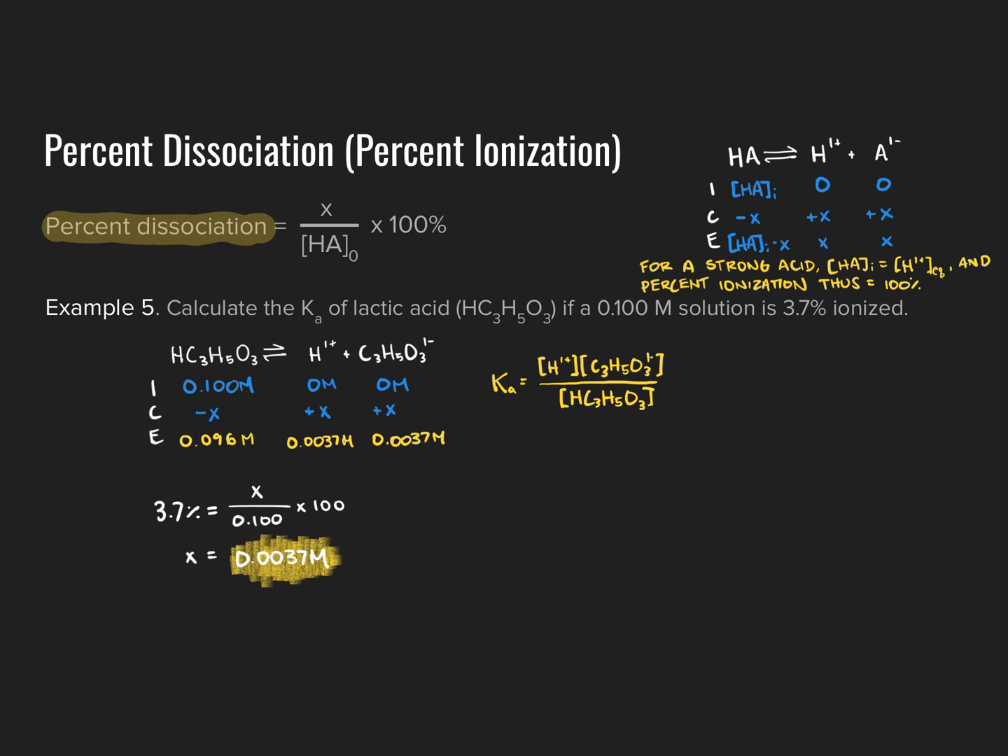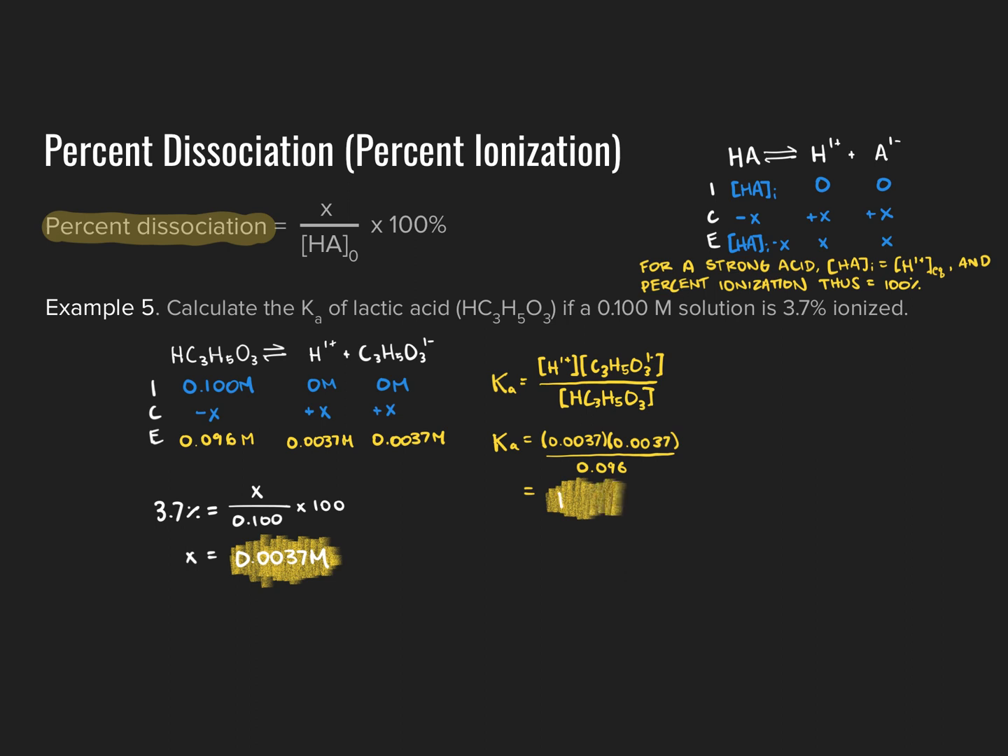Now that I know the equilibrium concentrations of all species, calculating the value of Ka for this expression is just a matter of plugging in those equilibrium concentrations into my Ka expression. And as I do so, we'll find a Ka value of, in this case, hydrogen ion concentration of 0.0037 times the lactate ion concentration also of 0.0037, so I get 0.0037 squared in my numerator, divided by the concentration of my lactic acid at equilibrium, which we calculated to be 0.096 molar. And making a calculation of that ratio, I get a Ka value in this problem of 1.4 times 10 to the negative 4.